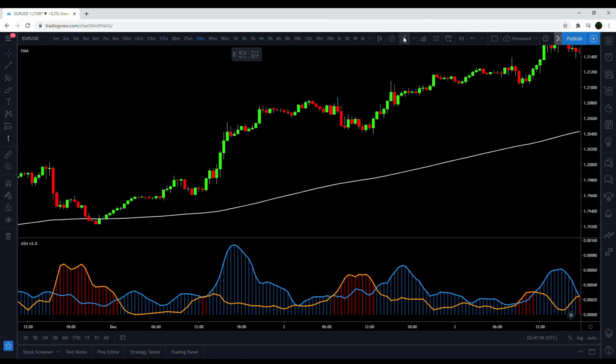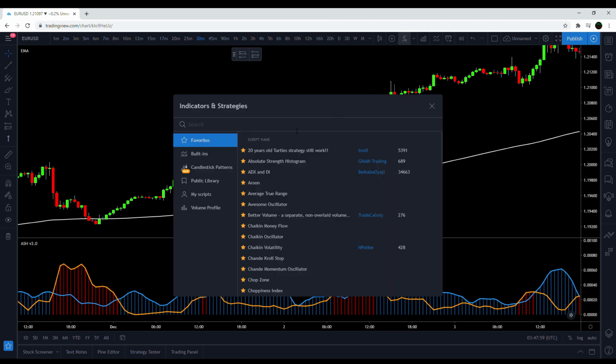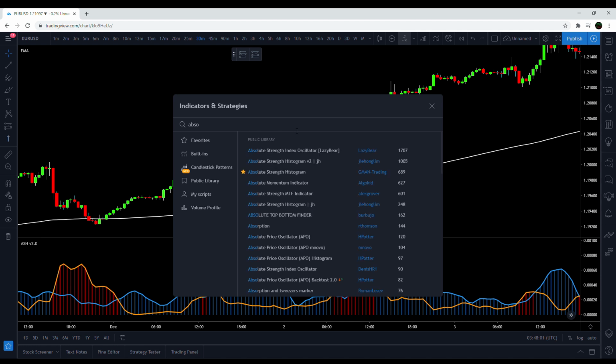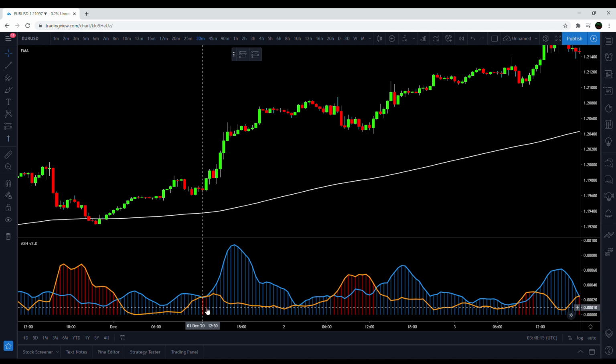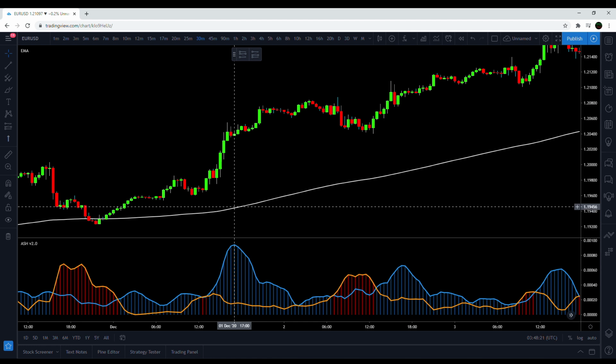So let me show you the version that I'm using, because if you look up the absolute strength histogram, there's a few different versions here. I'm using this one. I just like the way it looked the best. So here it is. There's the author, and you can go in and read it. How I'm going to be using it is how I described with the histogram color flip. And along with that 200 EMA, should be able to get in some good trending moves.